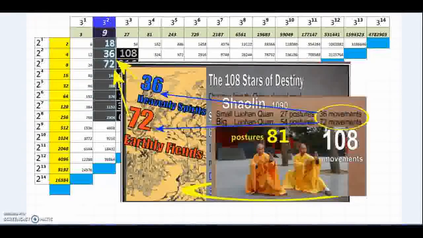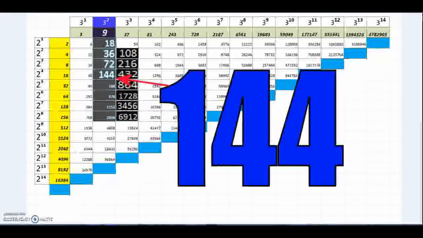And you will find it again in the Shaolin: 36 movements in the small Luohan, and the Big Luohan has 72 movements once more, even 81, 27, 54. These are all harmonics consistently across time. And now let's look into one of the biggies, and amongst this chunky part is 144.